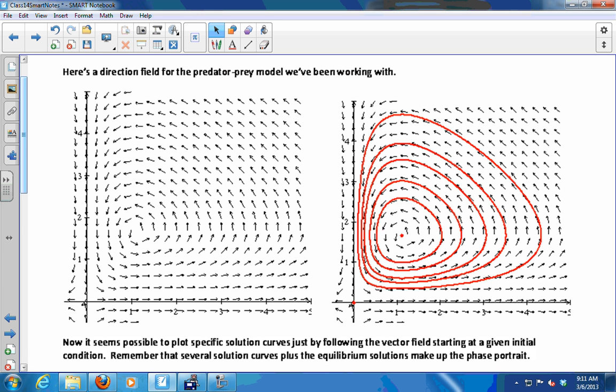And remember that when you plot several solution curves along with equilibrium points, this thing is called a phase portrait. So I've done several here.